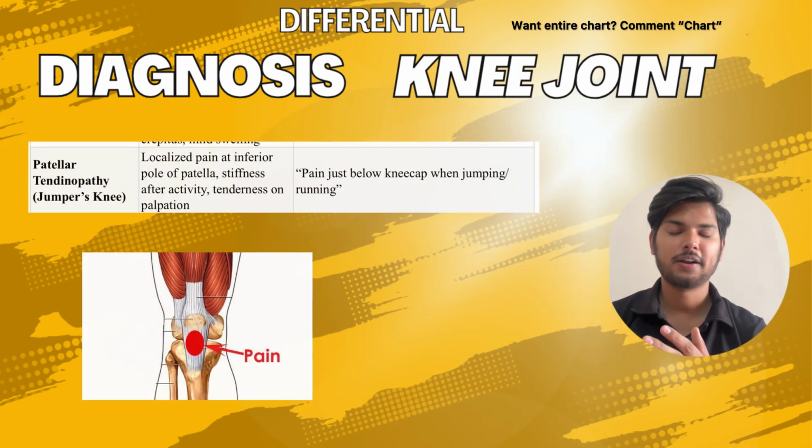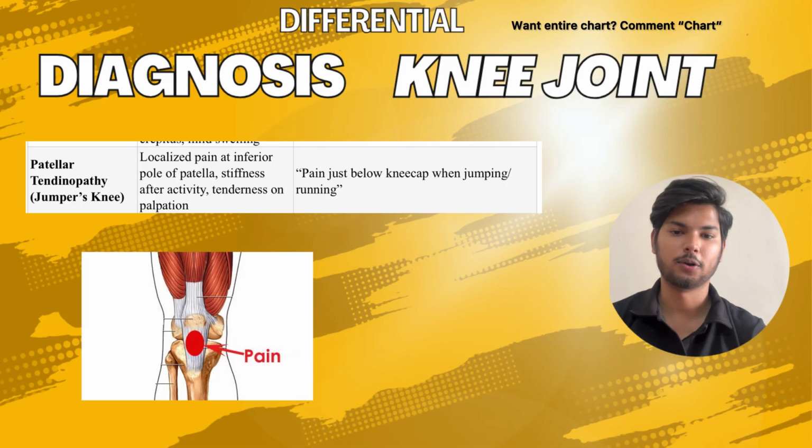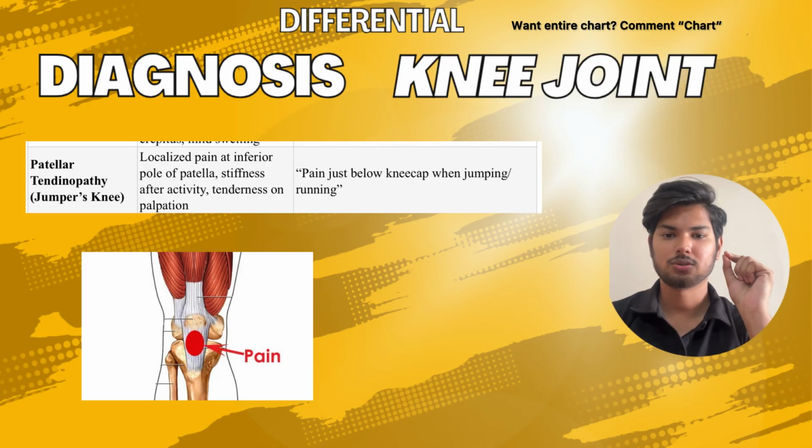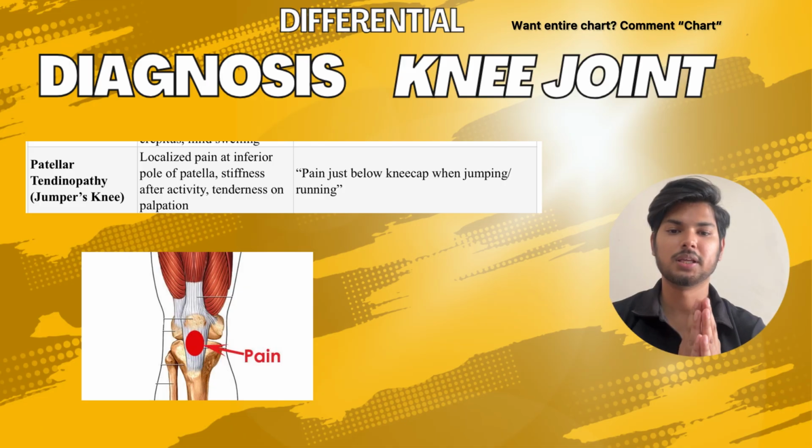The second pathology that we are going to discuss is patellar tendinopathy, which is also known as jumper's knee. It is very common in players or athletes who are into sports activity. The common symptoms will be localized pain at the inferior pole of the patella, stiffness after activity, especially sports activity, and tenderness on palpation.